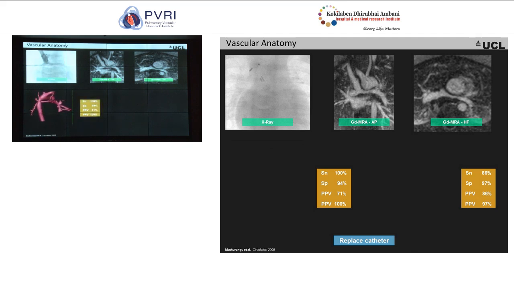And you can exploit that to explore vessel stenosis and shunt stenosis. This early study by Professor Musarangu looked at the sensitivity and specificity of diagnosing shunt stenosis and vessel stenosis, showing that MRI, in this case with angiography, was sensitive and specific enough.